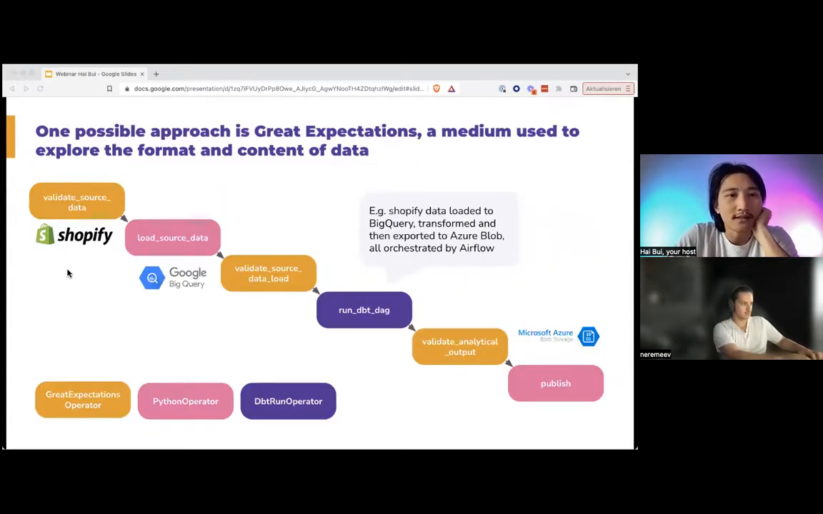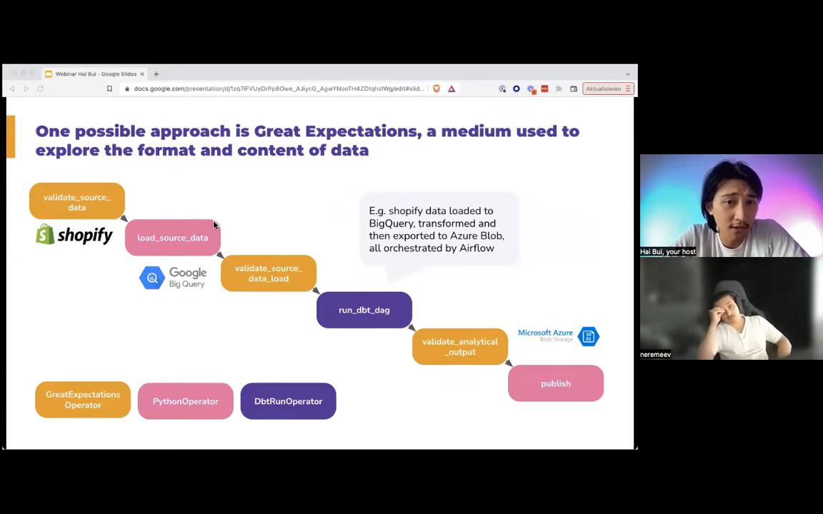And let's take a look at one example of when you would test your data. So let's imagine one use case. You have Shopify data, you load it into a data warehouse like Google BigQuery, then you do some data transformation on it, and then you export the data to an Azure blob storage. And all that is orchestrated via Airflow.